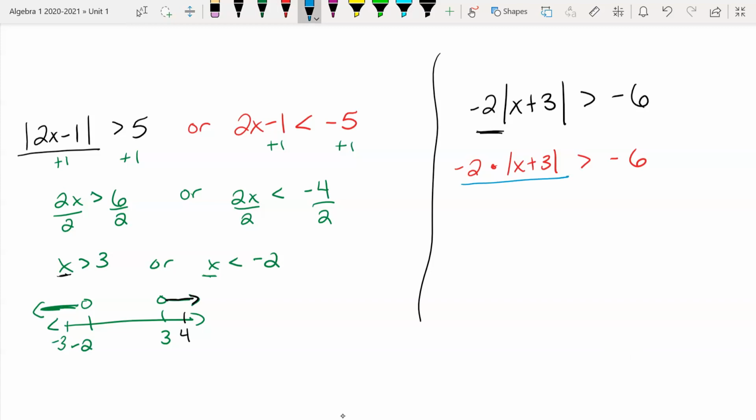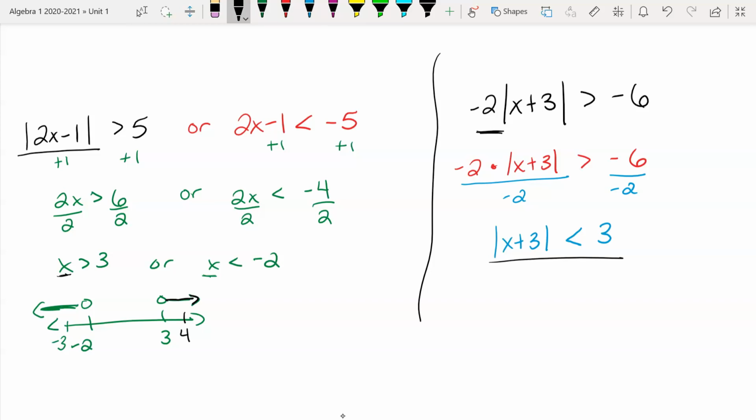The first thing should have been divide both sides by -2. But here's the thing. When you divide by -2 to get the absolute value by itself, because you're isolating the absolute value, you have to flip the inequality sign. Whenever you multiply or divide by a negative, you flip the inequality sign. So now this is what my problem looks like.